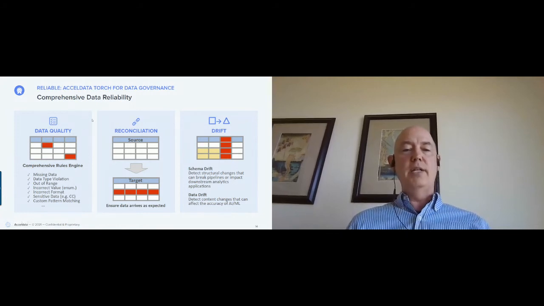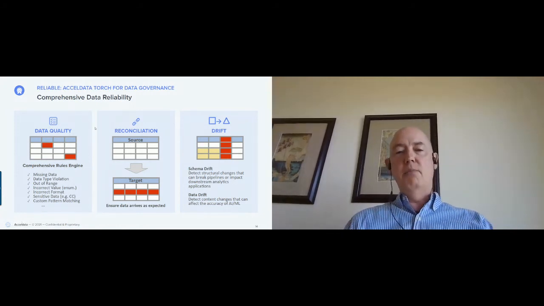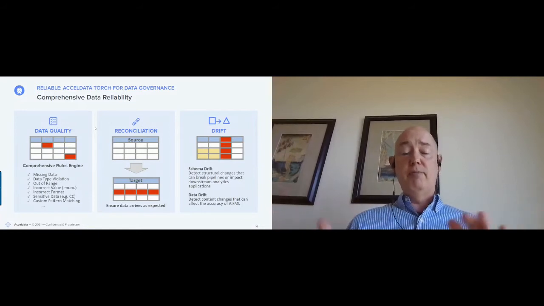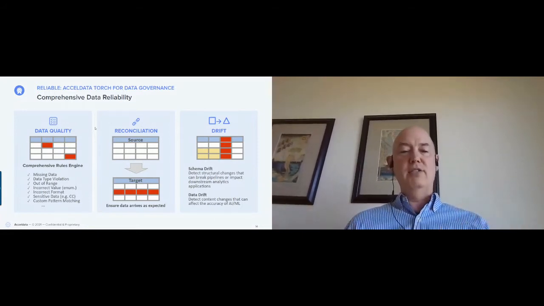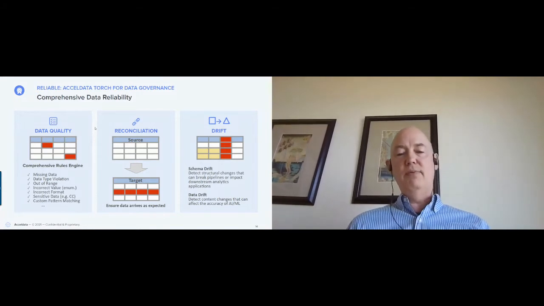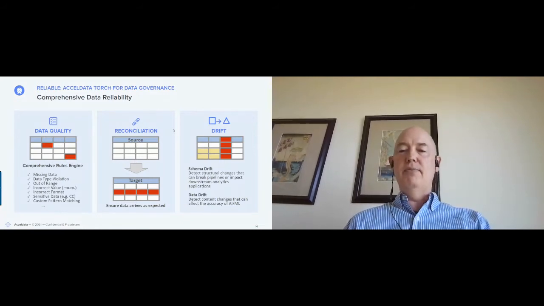Beyond the data quality issue, the fact that data is in motion, especially in real-time use cases, and there's so much more technology, data moving from point A to point B, we provide an easy way to do reconciliation. And that is to ensure that data gets from point A to point B as expected, even if there's some transformation that might occur along the way.